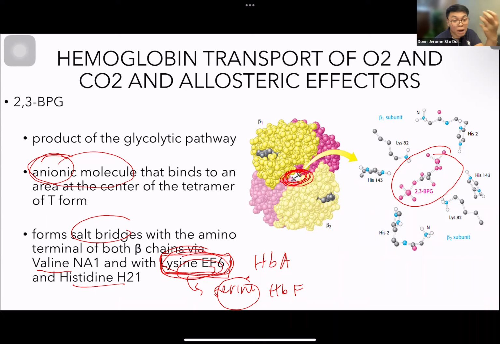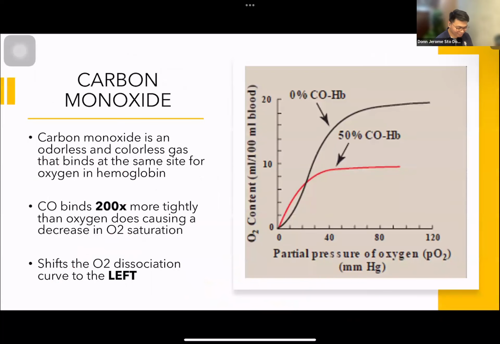When 2,3-BPG binds to your maternal or adult type of hemoglobin, will your fetal hemoglobin get the oxygen from your adult type of hemoglobin? Will it better bind oxygen? Yes, because 2,3-BPG causes a release of oxygen. 2,3-BPG binds better to adult hemoglobin than your fetal hemoglobin.